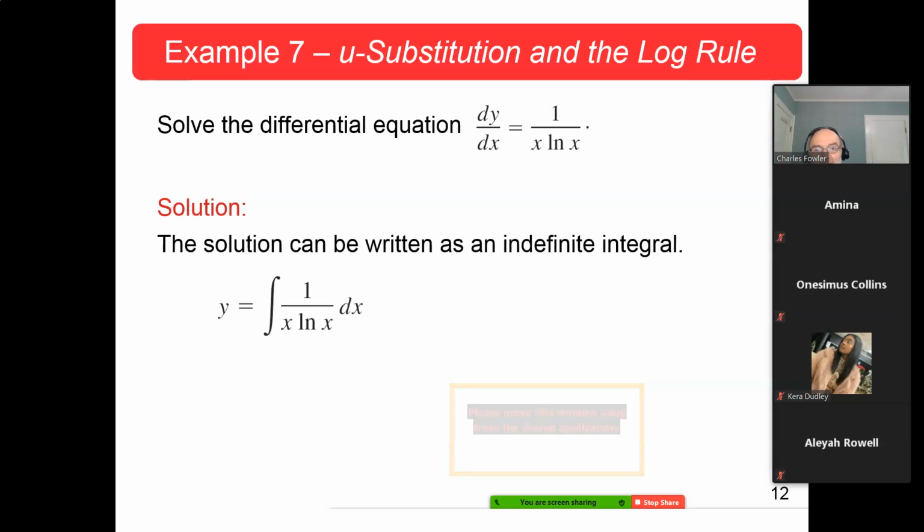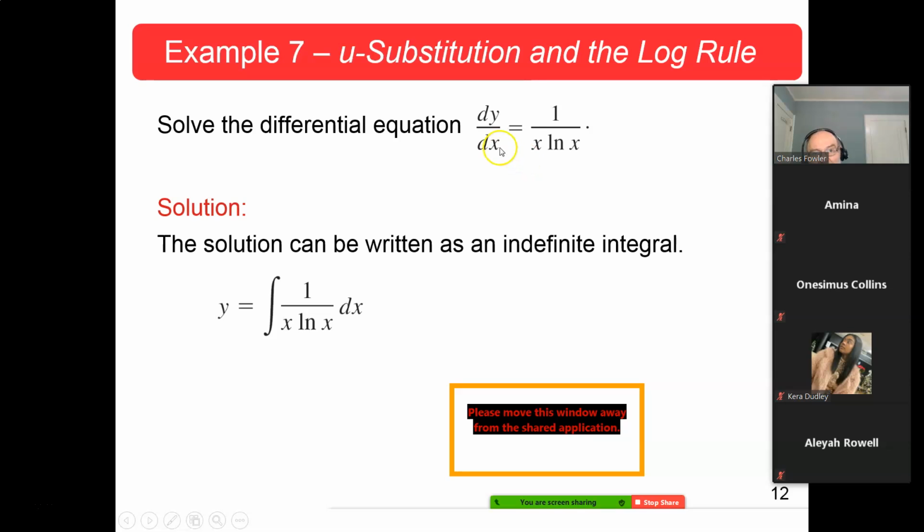The solution can be written as the indefinite integral, and that's what we did. Why didn't they just give us that as the problem? It wasn't a differential equations course. You basically write this in differential form. dy is equal to 1 over x log x dx, and then integrate both sides. The integral of dy is y, and then you have the integral of that.